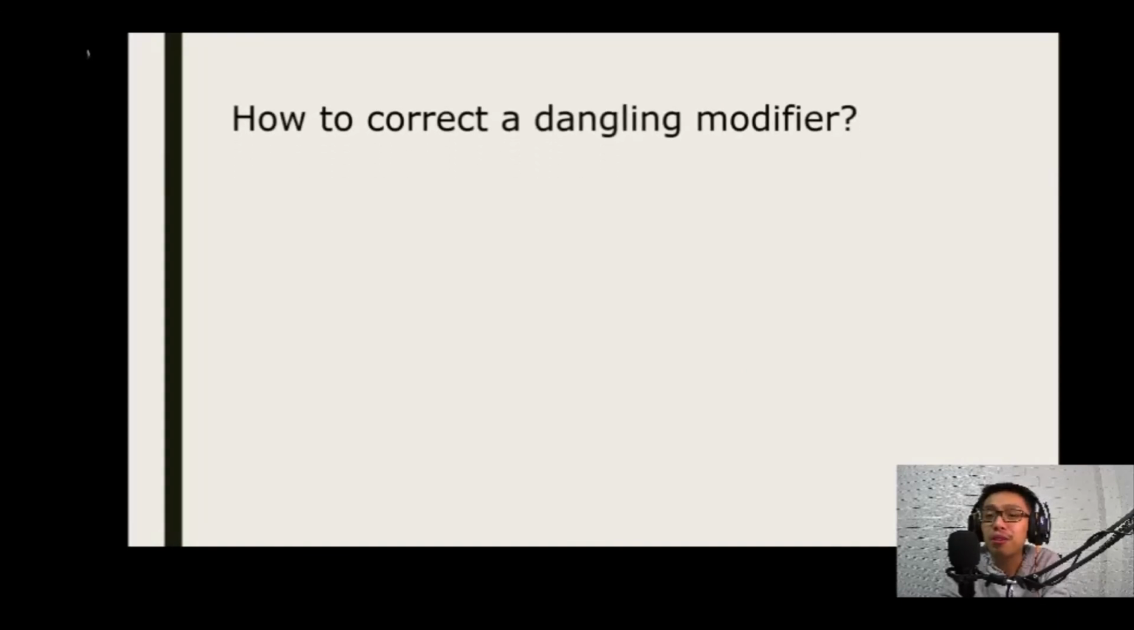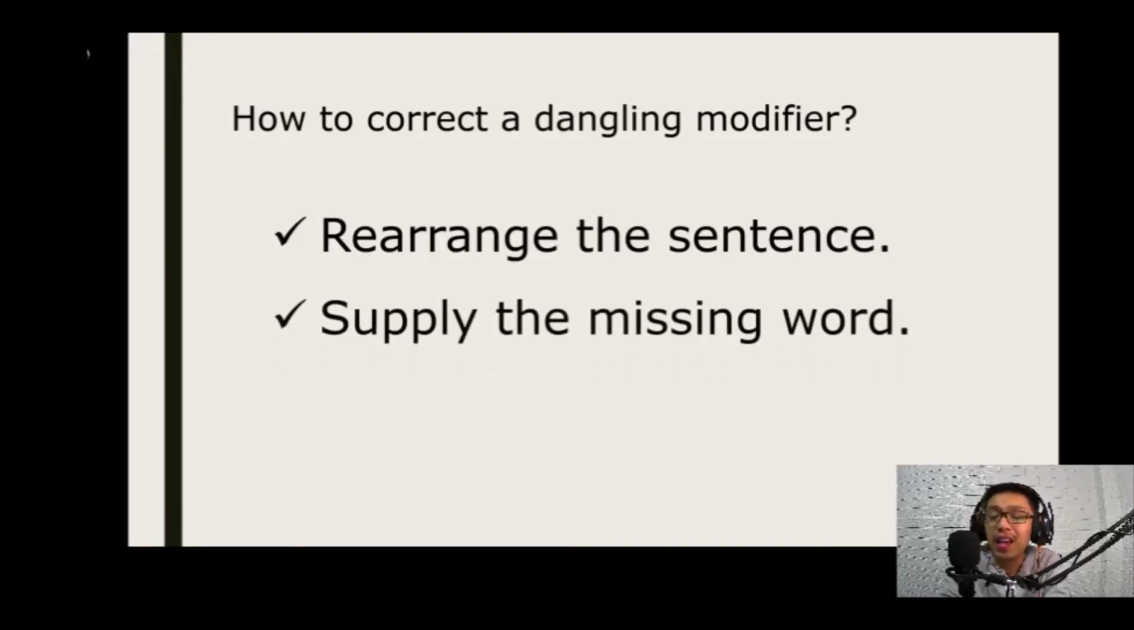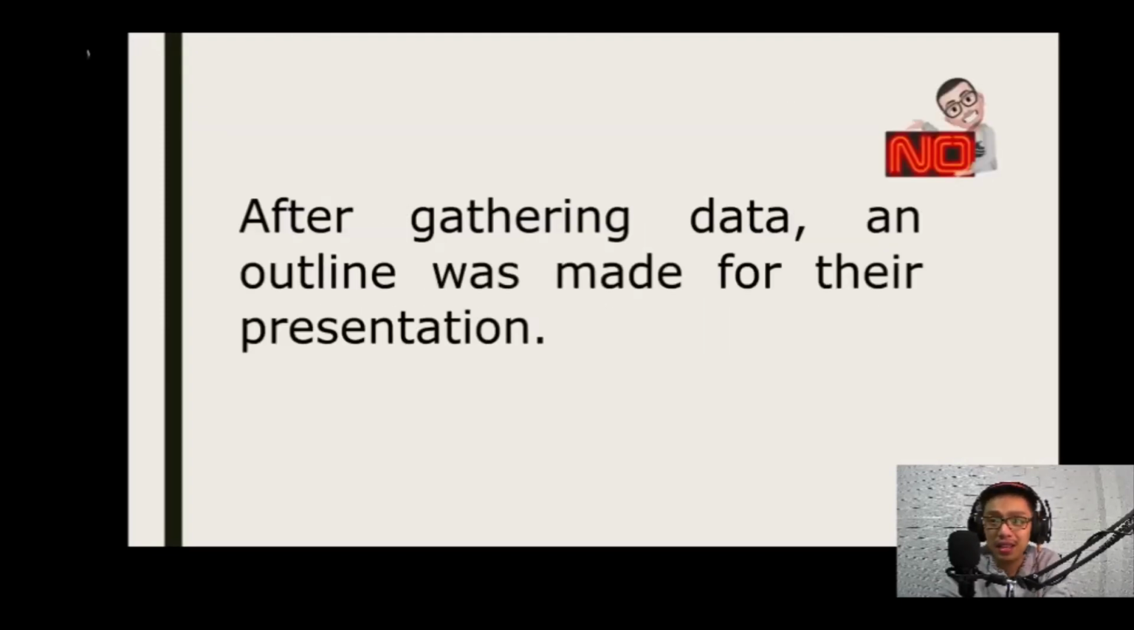Now, how are you going to correct a dangling modifier? You can rearrange the sentence, or you can change the word order as long as it is logically correct. And since there are missing words, then you have to supply the missing word, or you have to provide the missing word. Okay, let's have an example. After gathering data, an outline was made for their presentation. So in this sentence, there is something missing. We don't know who gathered data. Is it the outline? No, right?